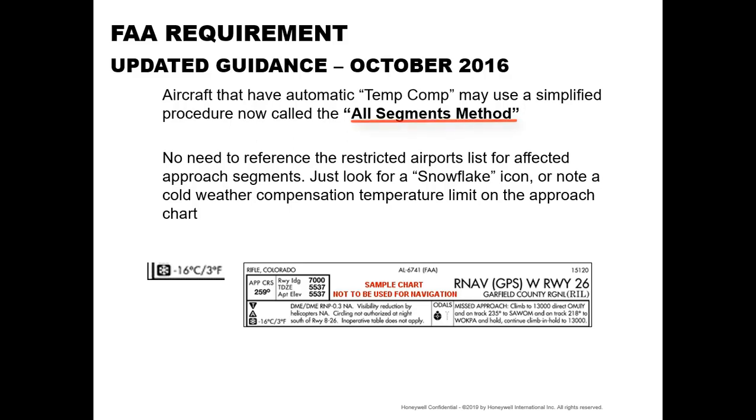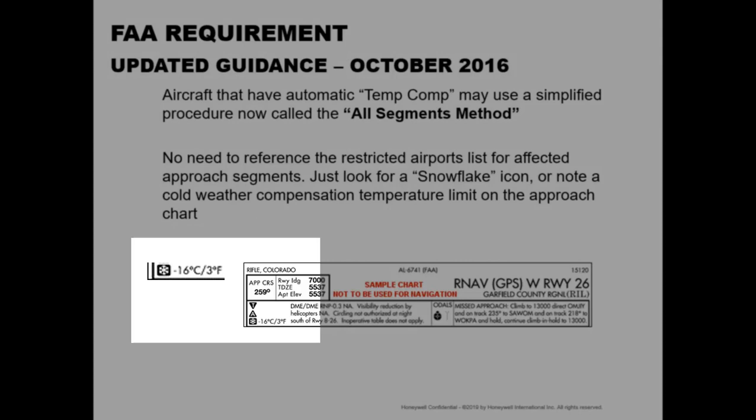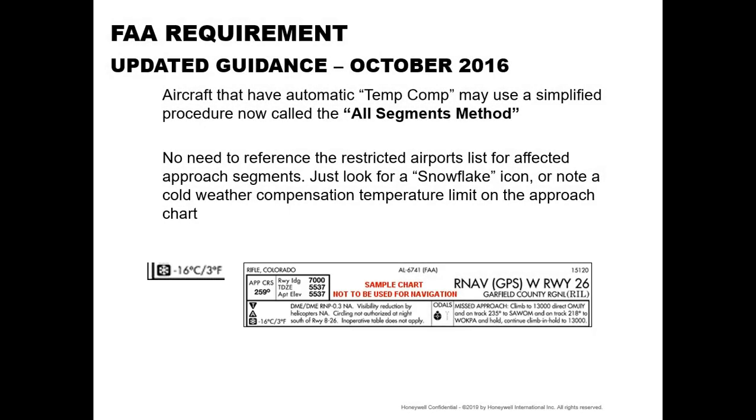There is no need to reference the restricted airports list for affected approach segments. Just look for a snowflake icon or note and a cold weather compensation temperature limit on the approach chart. If reported temperature is below the critical temperature for cold weather correction, pilots will select temp comp on the FMS and may correct all altitudes from the initial approach fix altitude to the missed approach final holding altitude.